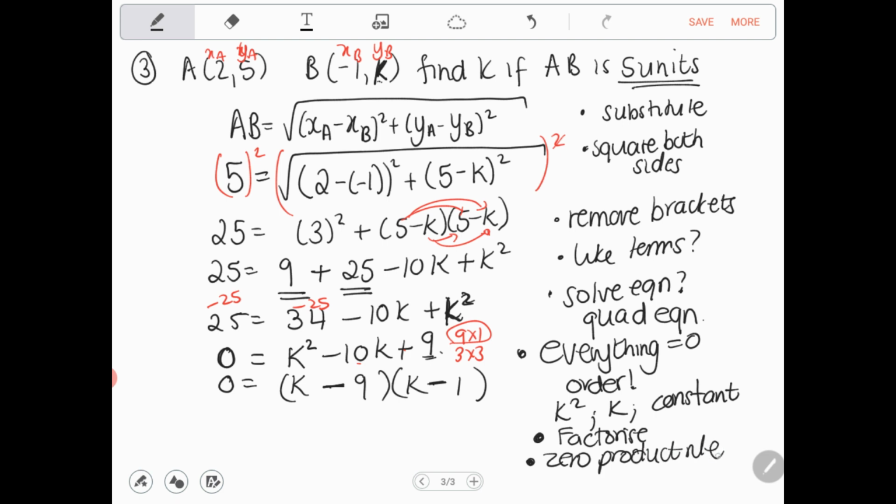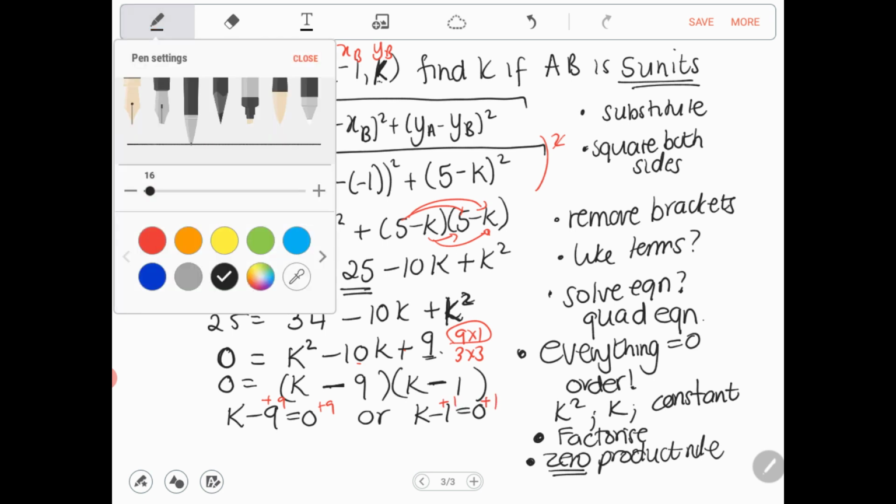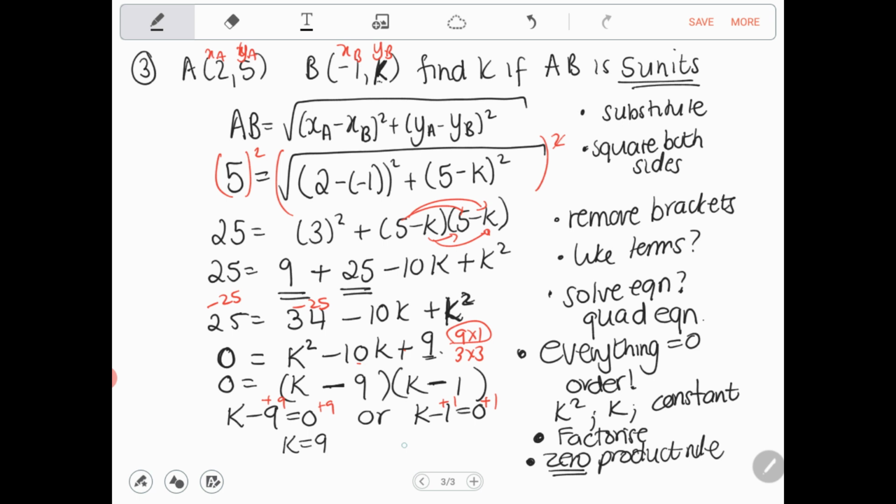Okay, you can only use this, remember, when you have a 0 on the one side, and we do have a 0. So we say, all right, we say that k minus 9 is 0, or k minus 1 is 0. And now we just finish by solving normal little linear equations now. So we add the 9 to both sides, add that 1, and we end up with k is equal to 9, or k is equal to 1.